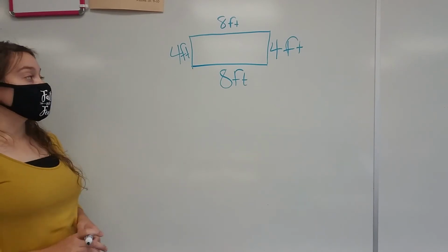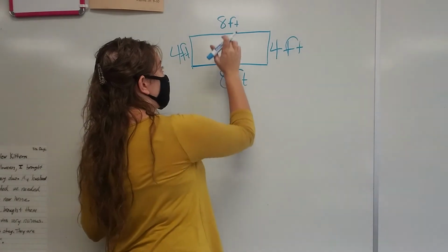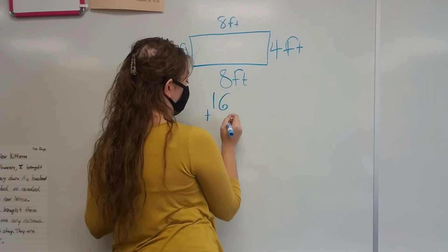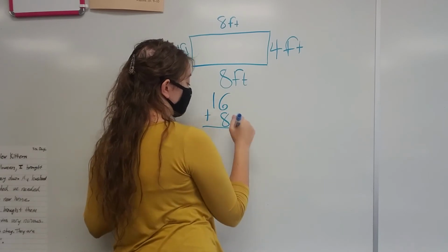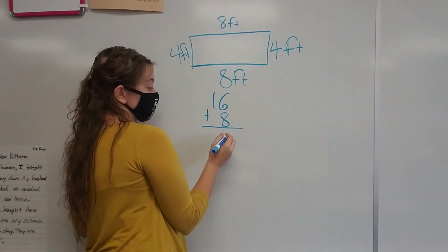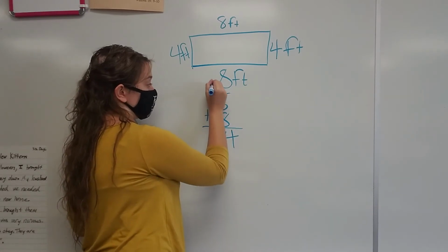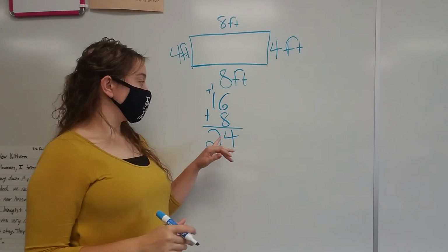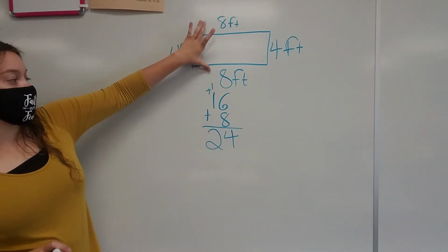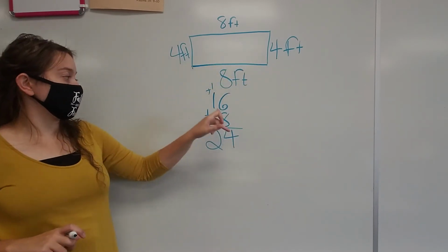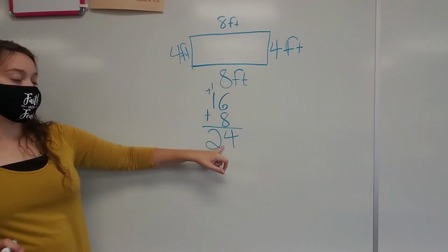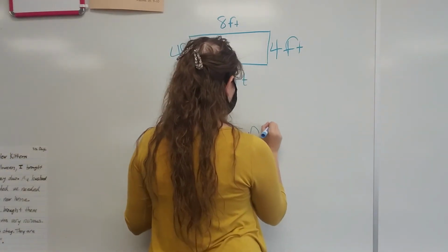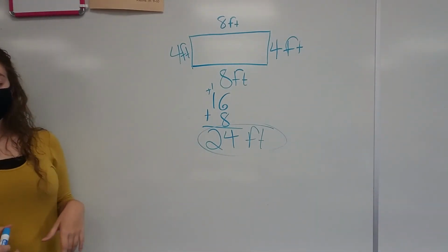All right, so what is 8 plus 8? 16, and then what's 4 plus 4? 8. So we have 8 plus 8 was 16, 4 plus 4 was 8, 16 plus 8 is? 24. 24 feet. That is the perimeter of the vegetable garden. Any questions on that one?